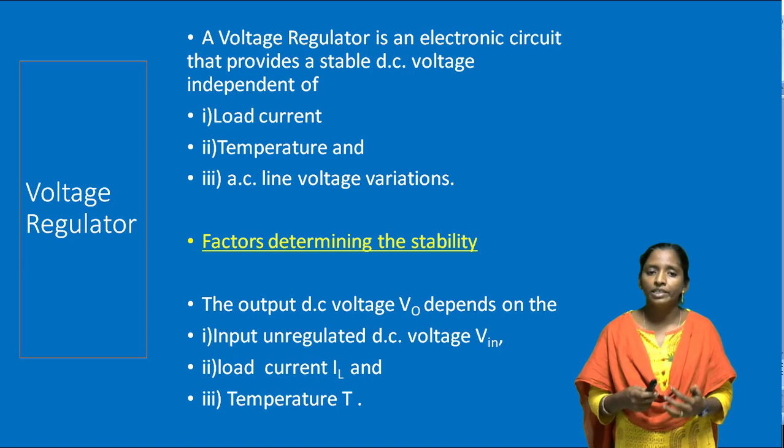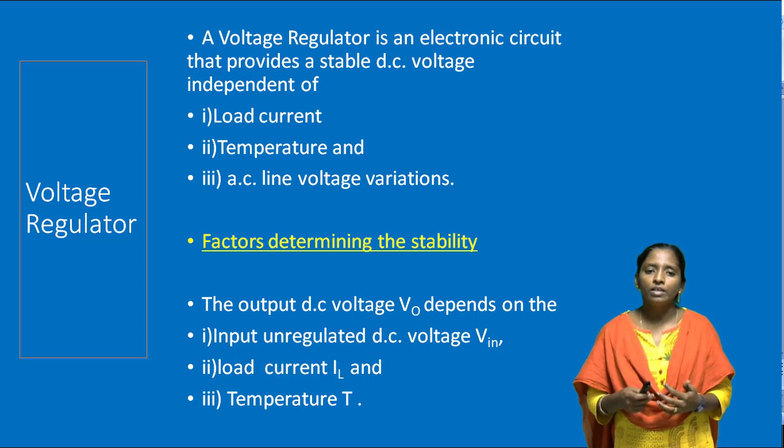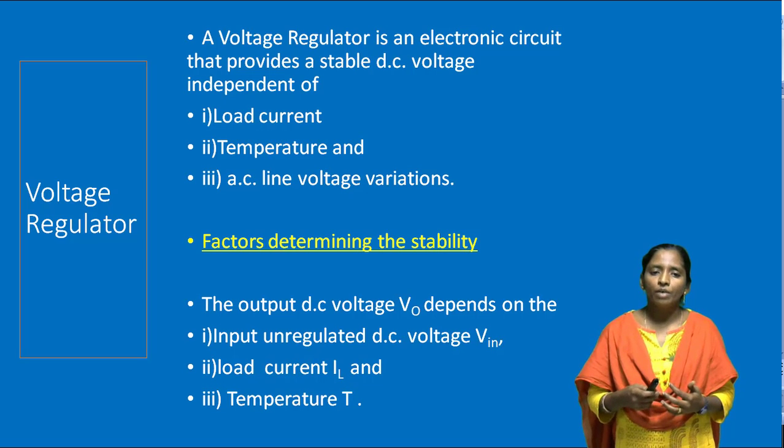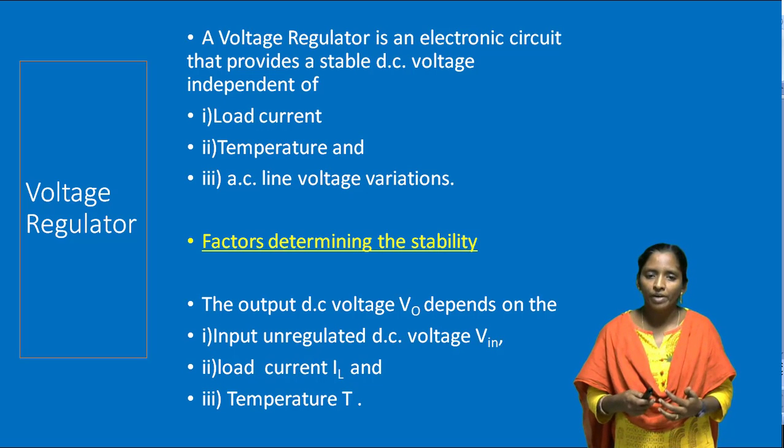If there is a change in the temperature, the output voltage doesn't change. And if there are line voltage variations, there is no change in the output voltage. Irrespective of these variations, it maintains a constant output. That's why we are using a Zener diode as a voltage regulator. In the voltage regulator, we are using a Zener diode.